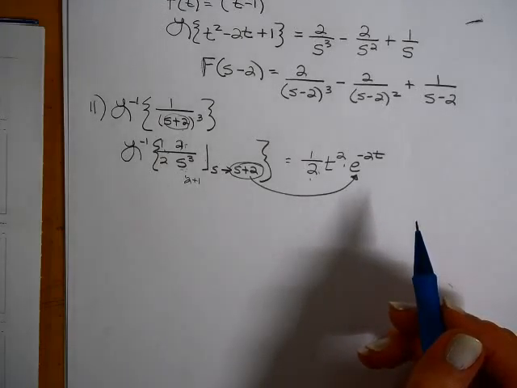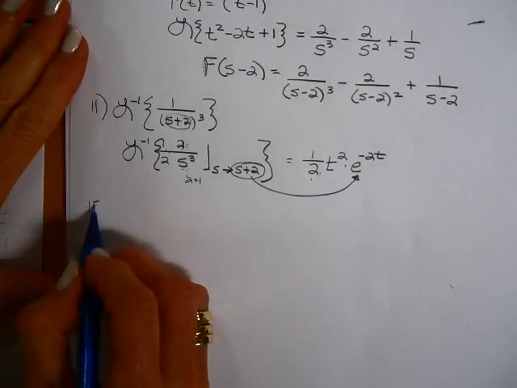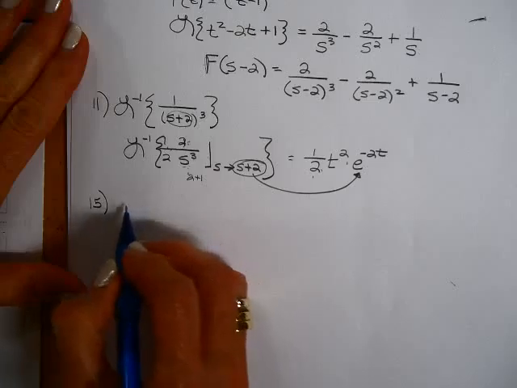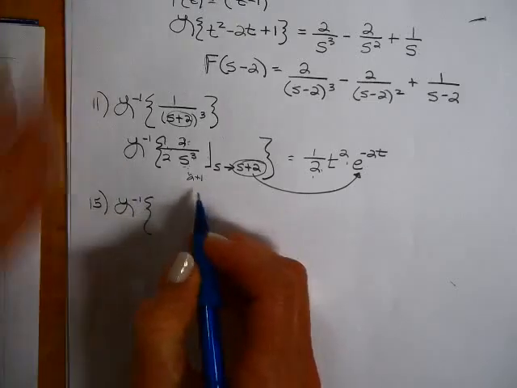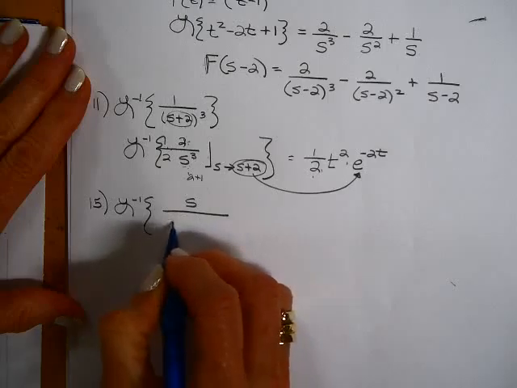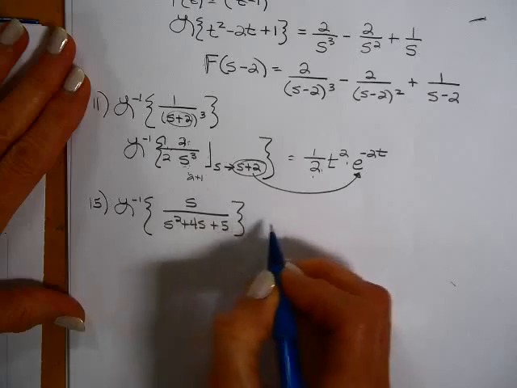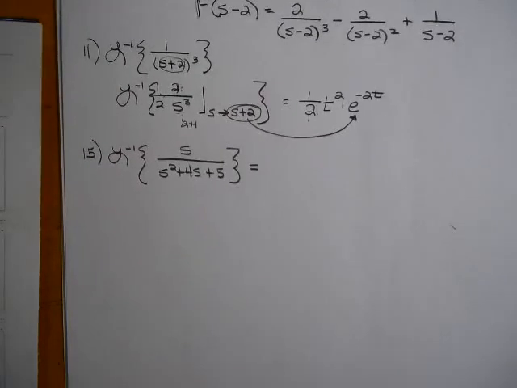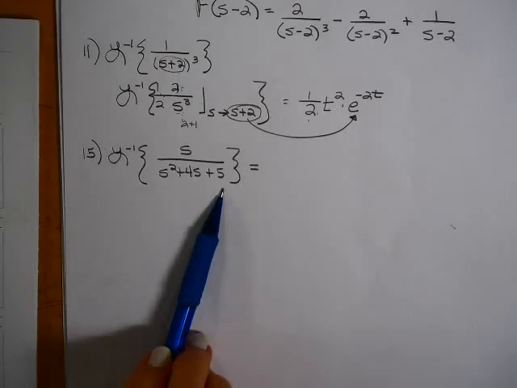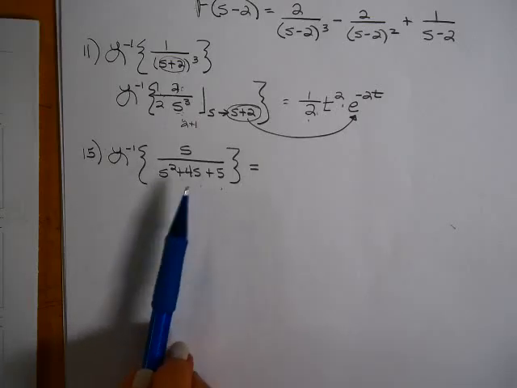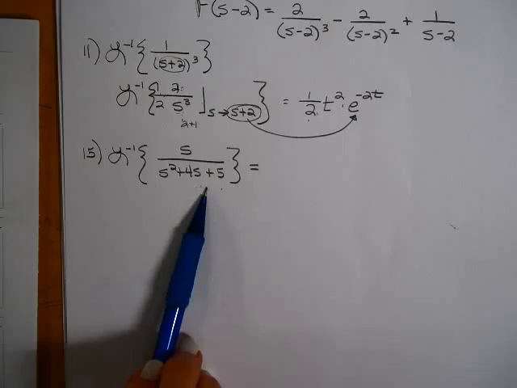Okay, if you have one like, say, number 15, inverse Laplace transform of s over s squared plus 4s plus 5. Okay, and this one, if you could factor the denominator, you would use partial fractions. But this denominator won't factor. So what you're going to have to do with this is complete the square.